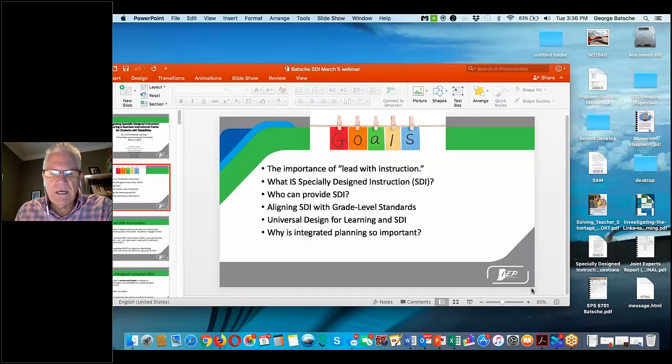The reason that I picked these 6 areas was that these were areas that people had conversations about or questions about at the sessions at CEC.